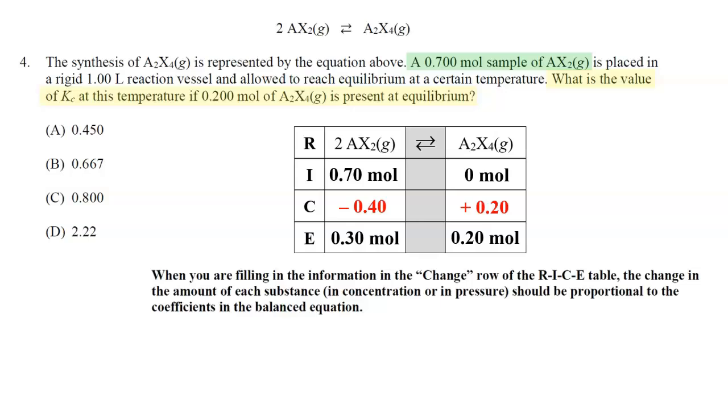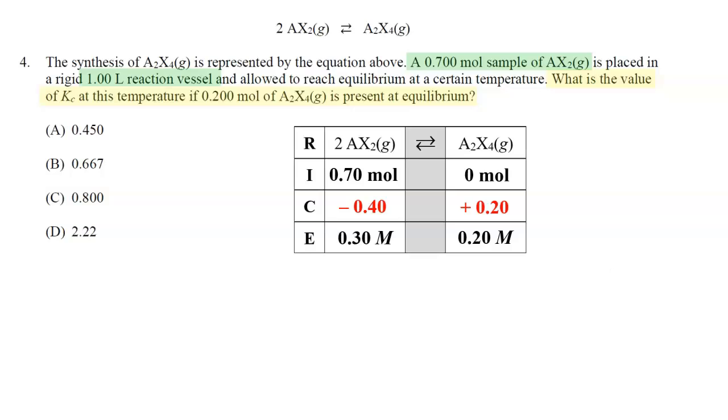Now, while these are moles and not concentration, it does say that the volume of the reaction vessel is 1 liter. So these numbers that we have in the RICE table are not only the number of moles, they're also the number of moles per liter, which represents concentration. And we are doing a Kc, so the Kc would be products over reactants using brackets to represent concentration. So the Kc is concentration of the product, A2X4, divided by the concentration of the reactant, AX2, squared. Again, because of that coefficient for AX2, that's why it's the concentration of AX2 squared.